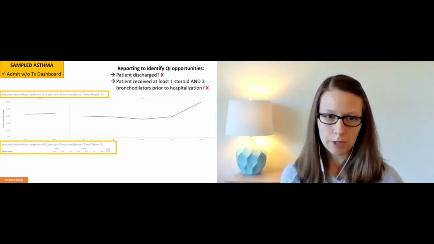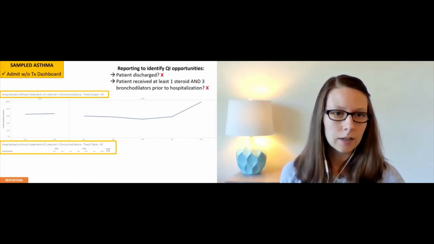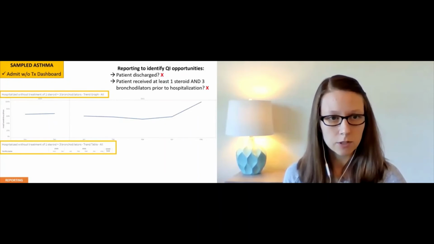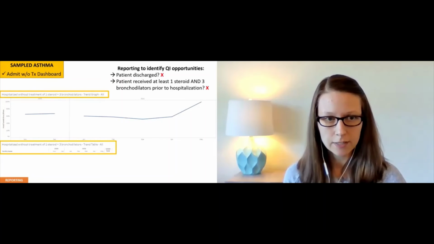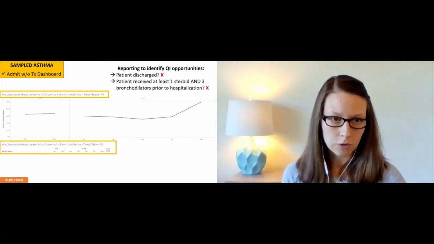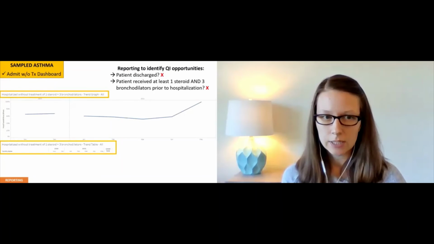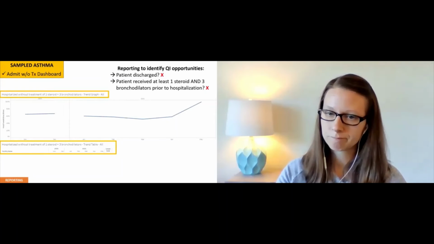By hospitalization here, we're meaning a variety of terms such as admitted, they went to OBS, they were transferred, etc. So that graph over time will show you if they were hospitalized without the treatment of 1 steroid plus 3 bronchodilators. And then below that, we'll show you the table, which will have more information when you log in: their facility name, percentage, numerator and denominator, and those numbers over time.